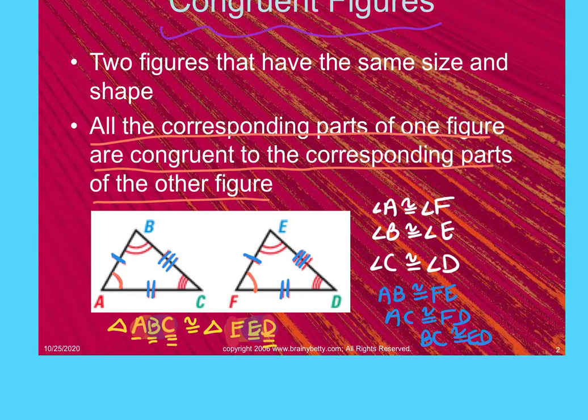So you'll either get a diagram that's marked like this to know that they're congruent, or you'll get given a congruent statement like that one on the bottom there, and you'll match up the letters using the order of the letters provided.